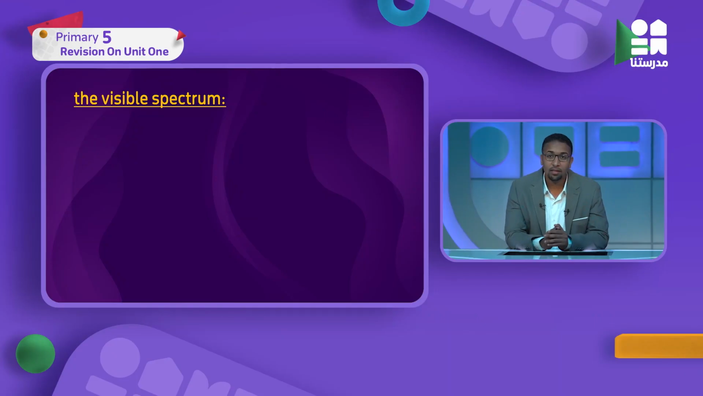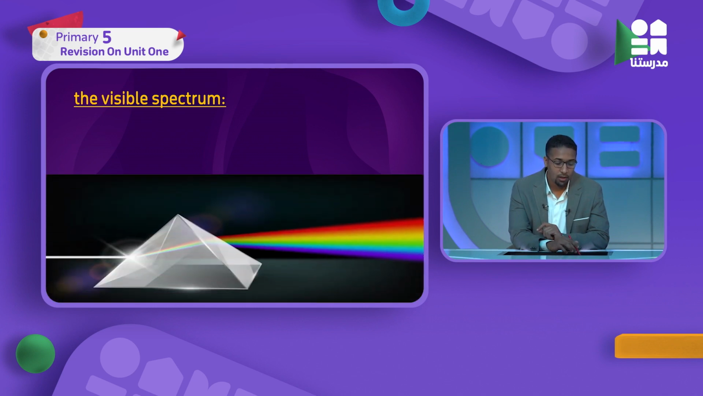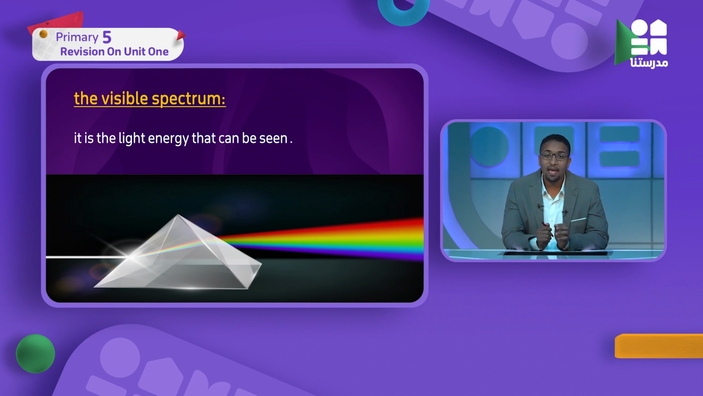So as we said, we have a revision on Unit 1, on the 4 lessons of Unit 1. So let's start with lesson number 1, which is called light. We studied in light something called visible spectrum. Visible spectrum, as we said before, is the light energy that can be seen. We can see just part of the spectrum. The part of the spectrum that we can see as humans is called the visible spectrum. Visible spectrum بالعربي يعني الطيف المرئي. جزء من الضوء اللي بقدر أشوفه اسمه visible spectrum.